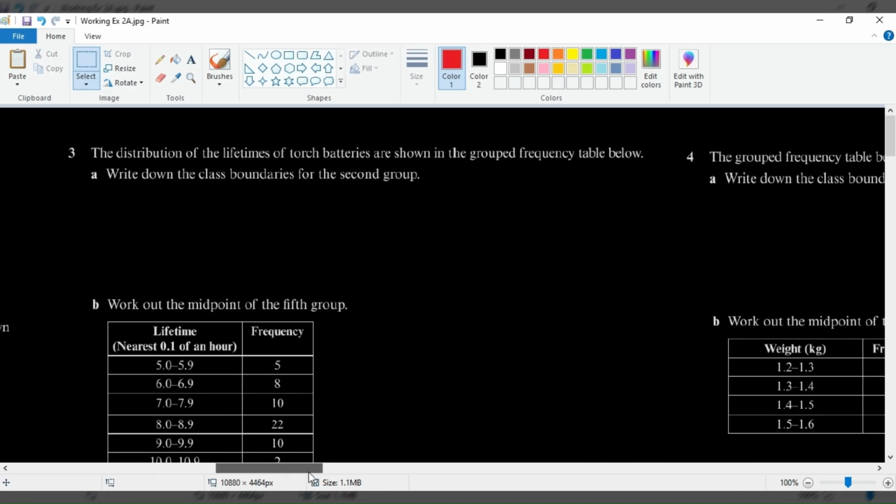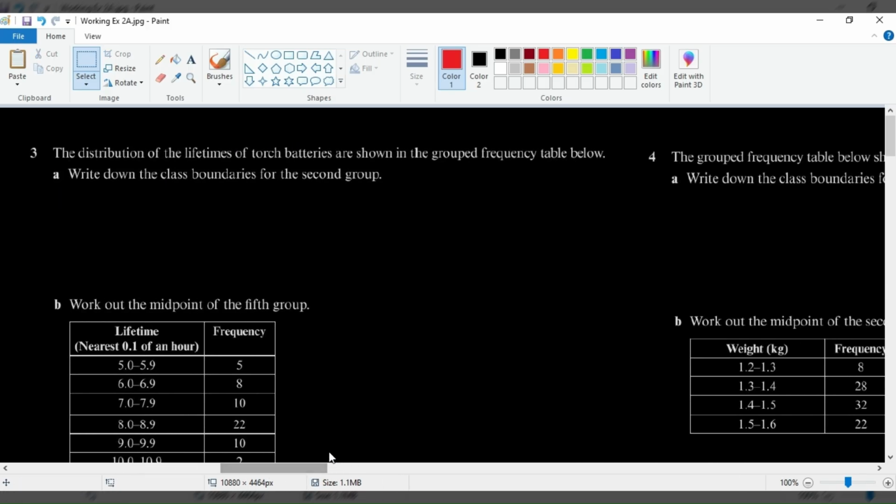Now, when it comes to question number 3, it says the distribution of lifetimes of torch batteries are shown in the grouped frequency table below. Write down the class boundaries for the second group. So when it comes to the second group, as you can see, the second group is starting from 6 to... torch batteries. Okay, second group.